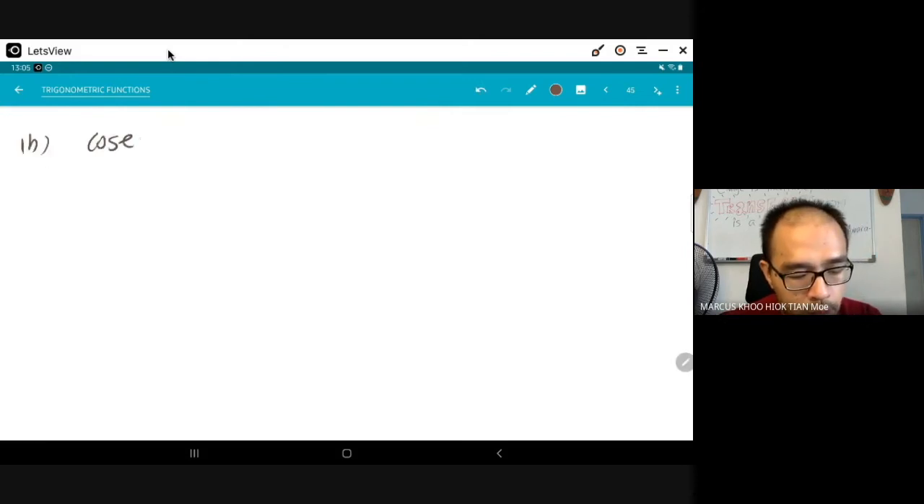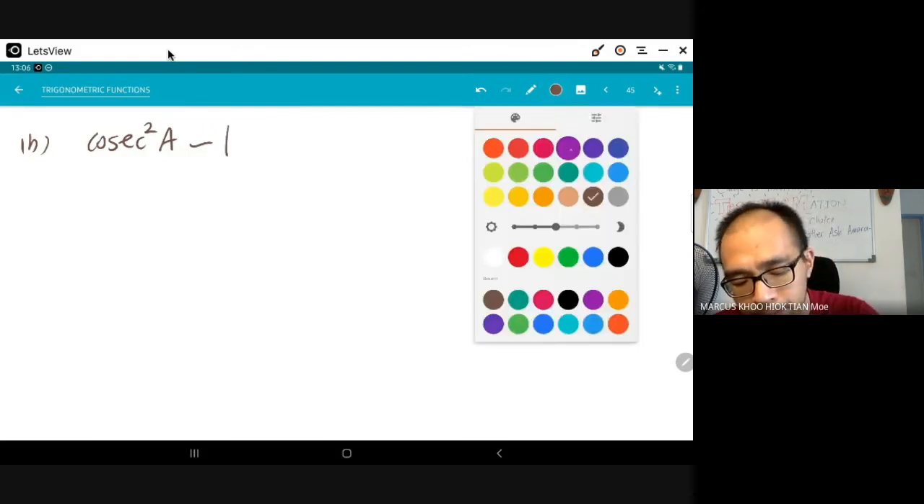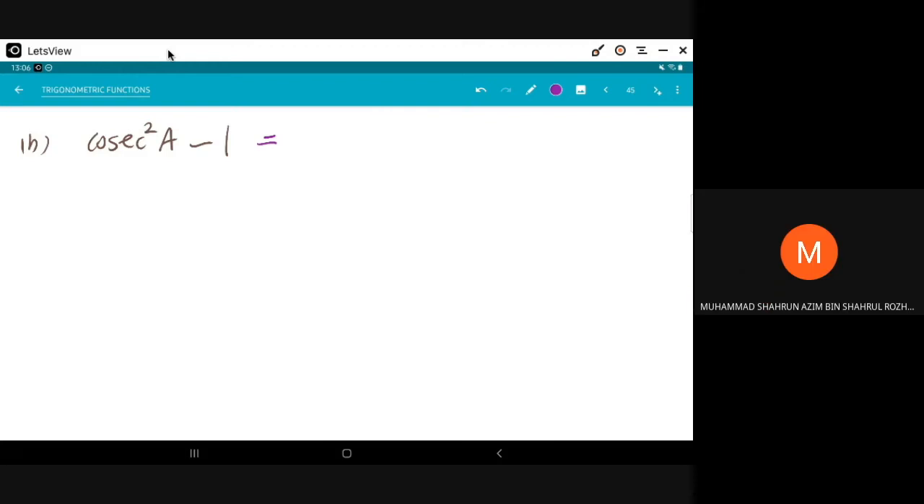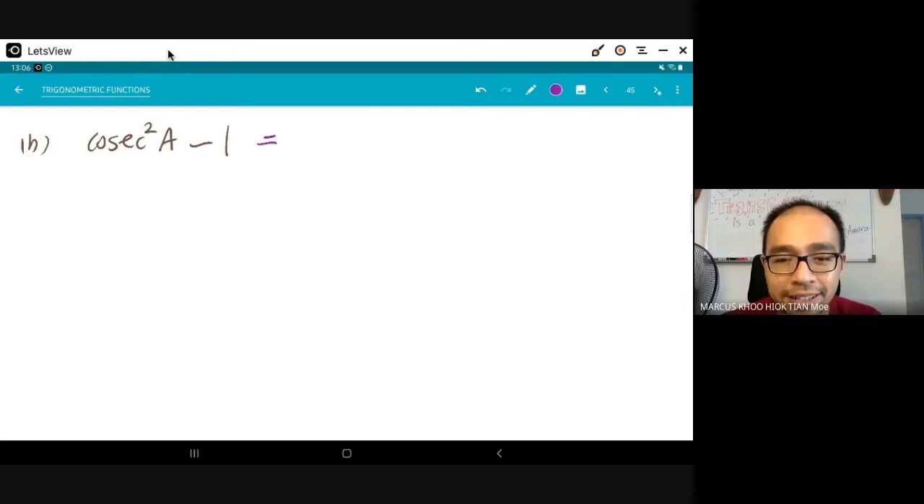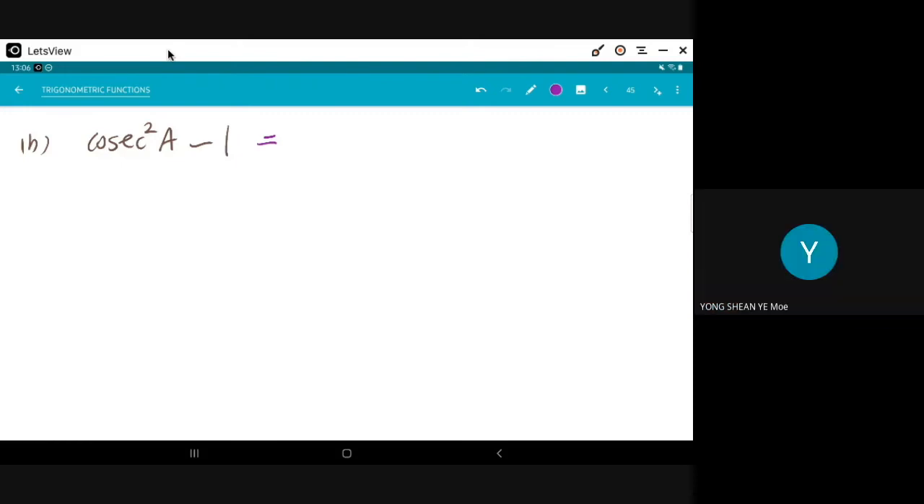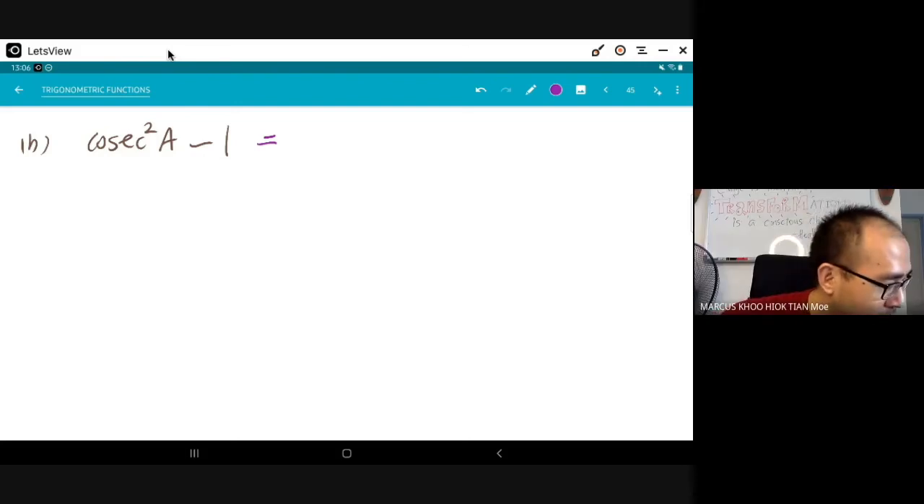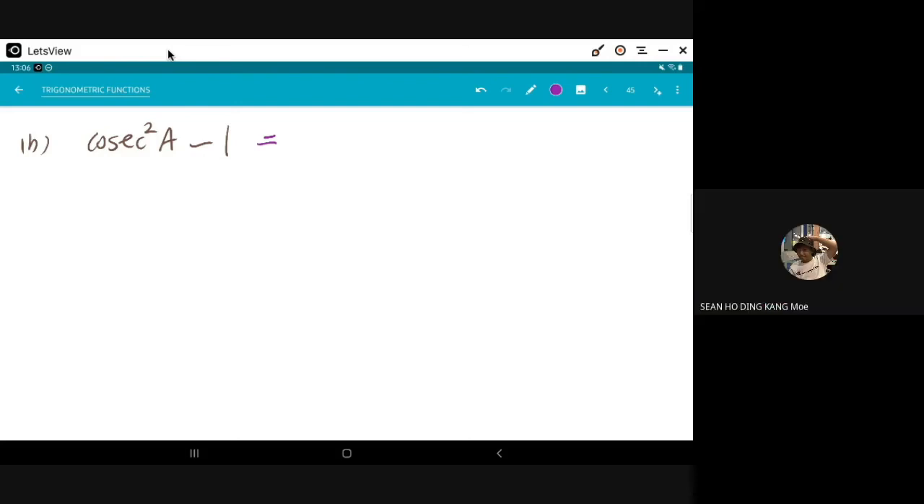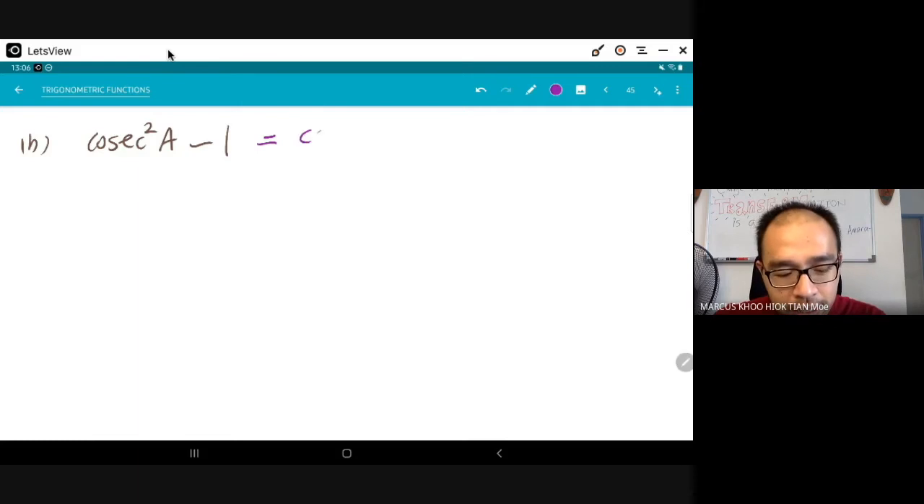Cosecant squared A minus 1. Let's simplify this. Cosecant squared A minus 1 actually is equal to what? 1 over sine. Use the triangle. Use the identity. Don't even go there, Azim, you're going to open yourself to a lot of difficulty. Cosecant squared A minus 1. Negative sine squared A. Are you sure? Nope. Cotangent squared A.